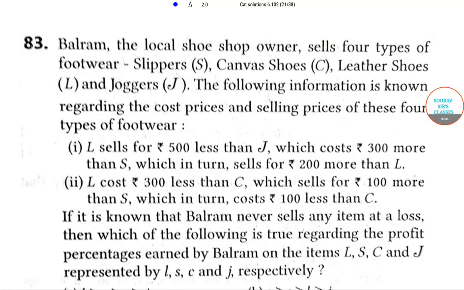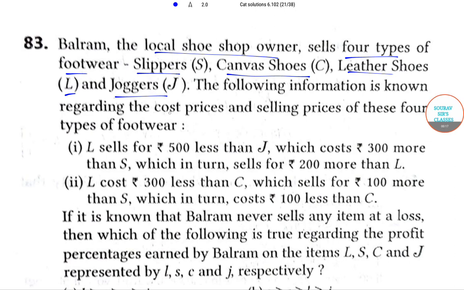The question is, Balram, the local shoe shop owner, sells 4 types of footwear: slippers S, canvas shoes C, leather shoes L, and joggers J. The following information is known regarding the cost prices and selling prices of these 4 types of footwear.